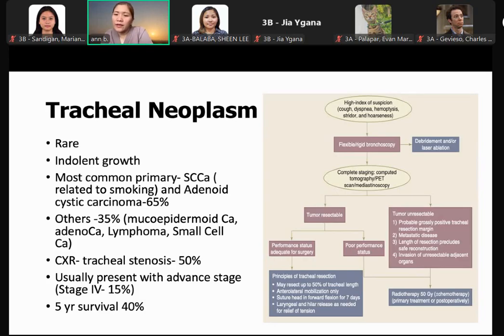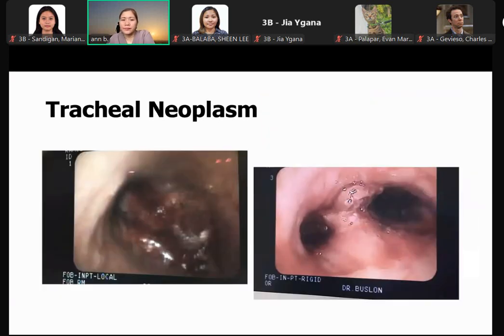If you have that kind of patient, with poor performance status and an unresectable tumor, then you need to do radiotherapy for these kinds of patients. But again, this patient is mostly stage 4 already.